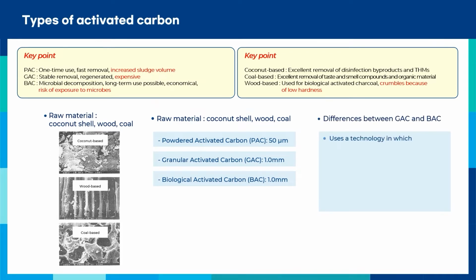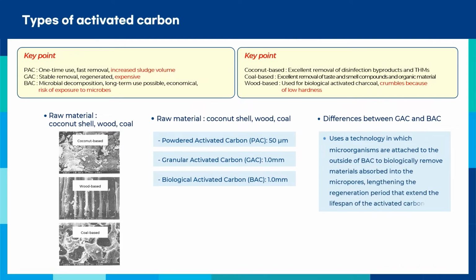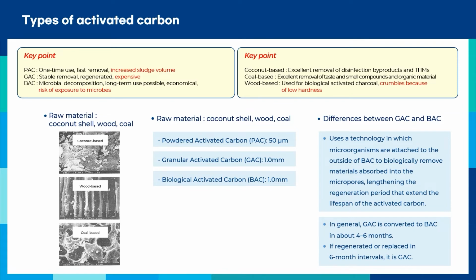Bioactivated carbon is a technology that enables long-term use by regenerating granular activated carbon or extending its period of use. And it also removes the organic matter in the water through adsorption and biological decomposition by attaching microbes on the surface of activated carbon. In general, GAC is converted to bioactivated carbon in 4 to 6 months, and it is common to operate most of the bioactivated carbon processes at home and abroad.